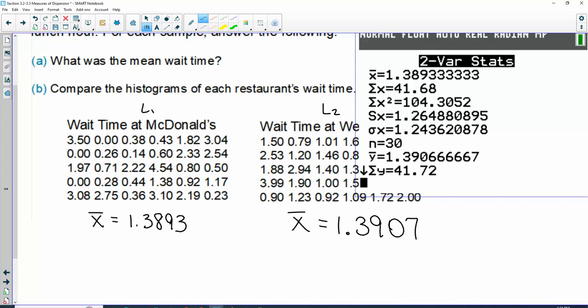If I look at this, this is in minutes. Is there a huge difference between 1.3893 minutes and 1.3907 minutes? No. So if I'm just looking at the mean, both restaurants are about the same. I can expect to wait a little over a minute if I'm going to go in.